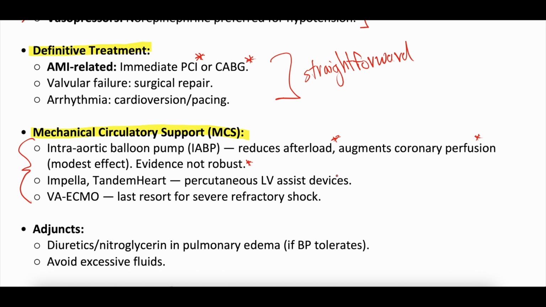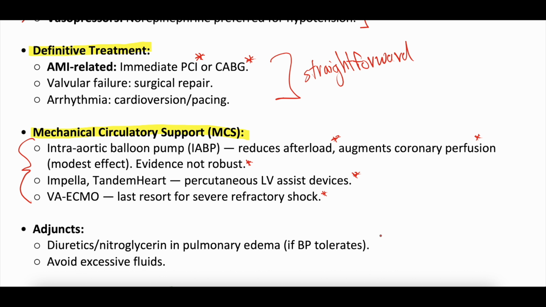Impellas are left ventricular assist devices, right? They can offload the left ventricle and increase perfusion. And then VA ECMO, again, we have episodes on VA ECMO as well. Just search Whiteboard Medicine ECMO. But this is kind of the highest level of organ support available, where you put cannulas into a vein and artery and you suck blood out of the body, oxygenate it, and pump it back into the body to kind of bypass the heart and lungs.